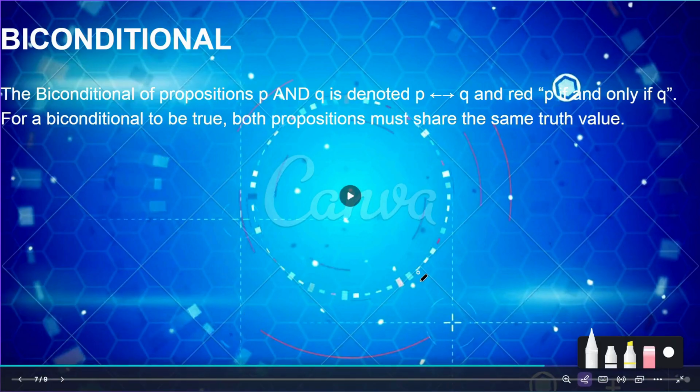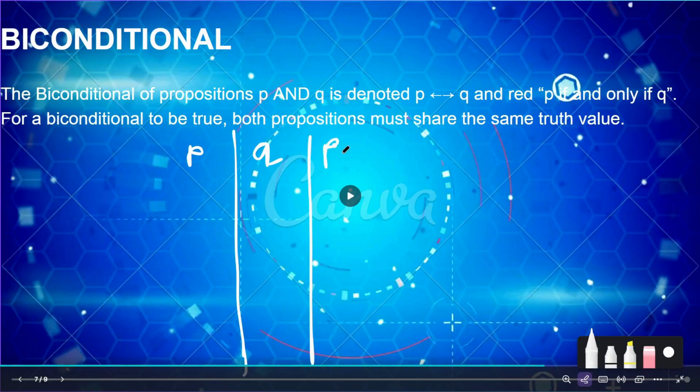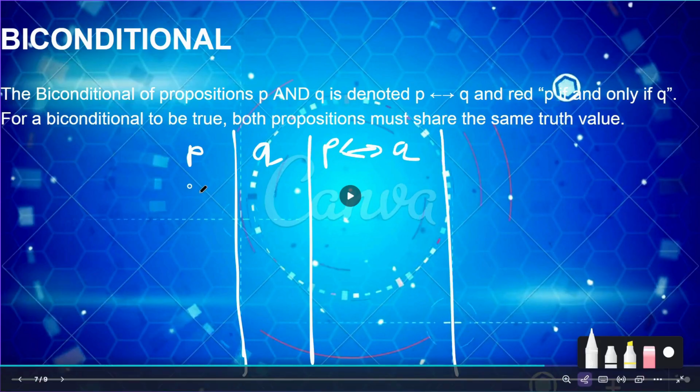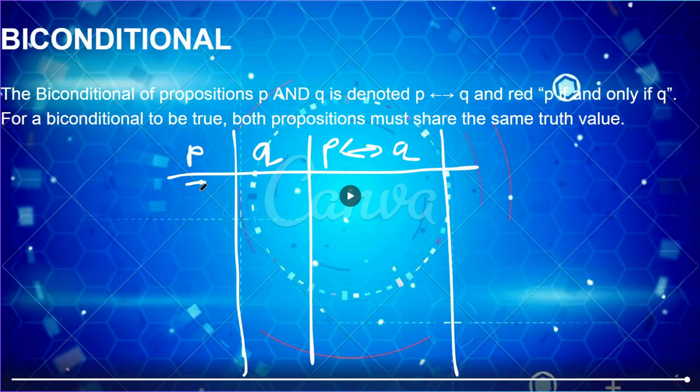So let's do the truth table for the biconditional. P, Q, and P if and only if Q. Okay, if true if and only if true, that means it will be true. So true if and only if true becomes true.